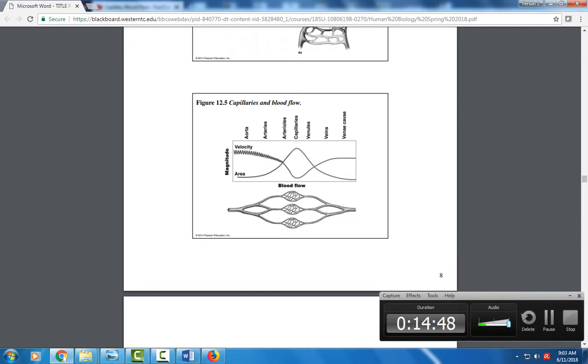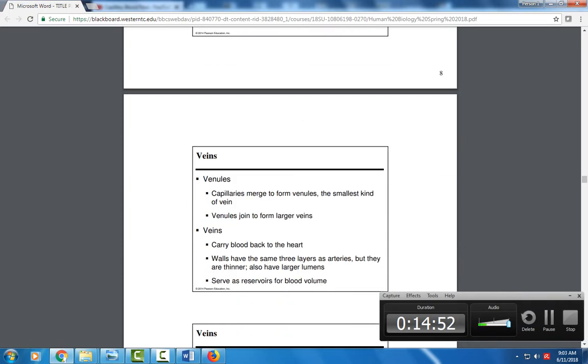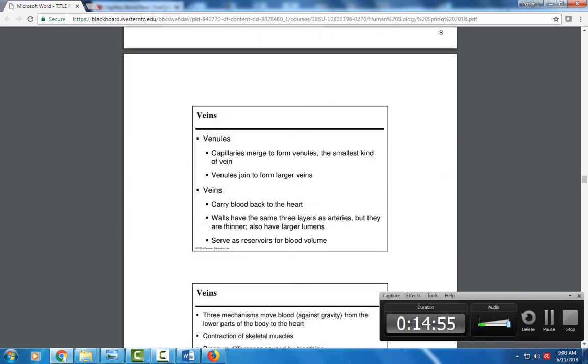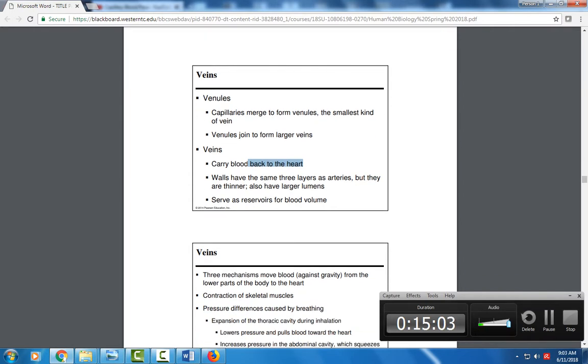So again, looking at veins and venules, they carry blood back to the heart. So veins carry blood to the heart. They have the same 3 layers as we saw in the arteries. However, they have a larger lumen, like we said, and they also are reservoirs for blood volume, which basically means that because of that large lumen, most of our blood is in the veins. At any one time, most of our blood supply is in the veins because of that large diameter.